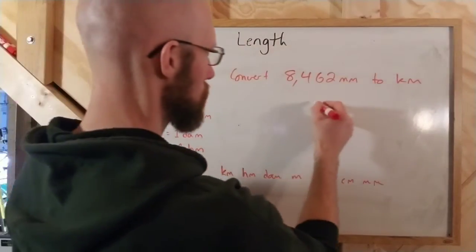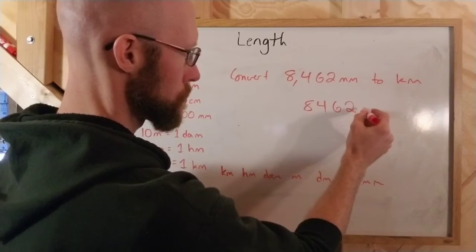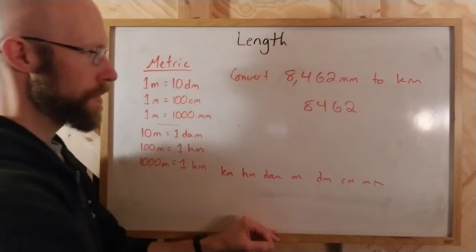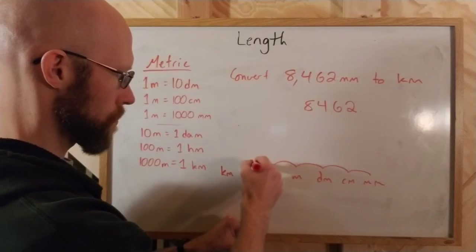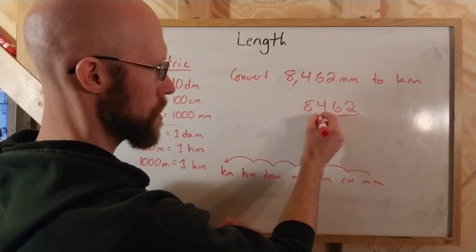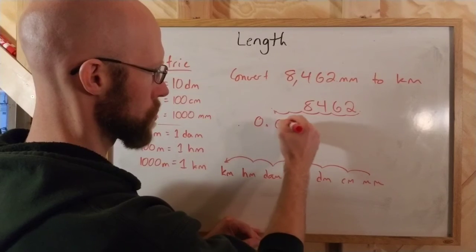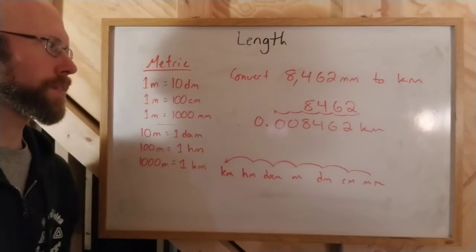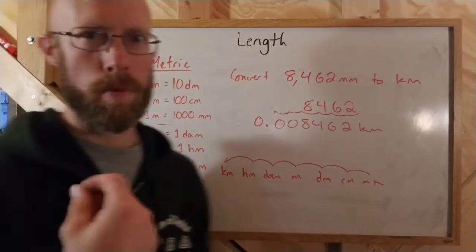So again, I start out with the 8,462. My decimal starts out on the far right, right there after the whole number. But from millimeters, you got to go all the way to kilometers. So you're going to go 1, 2, 3, 4, 5, 6 places to the left. So from here I go 1, 2, 3, 4, 5, 6. I need a couple extra zeros. So it's 0.008462 kilometers. Okay. Kind of neat. You can do those conversions, again, just sliding the decimal back and forth.